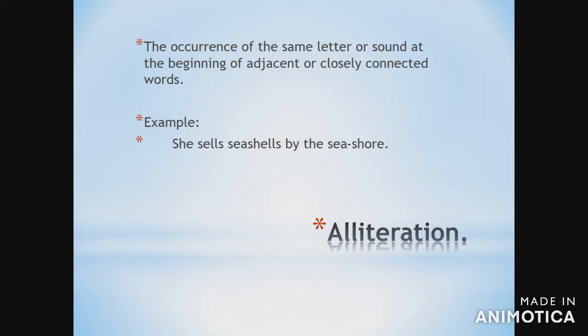So now alliteration. What is alliteration? Alliteration is the occurrence of the same letter or sound at the beginning of adjacent or closely connected words. In simple words, आसान लफ्जों में हम लोग इसको कह सकते हैं कि ये tongue twisters होते हैं. For example, "She sells seashells by the seashore." Now you can see that I made two mistakes and they were not on purpose.